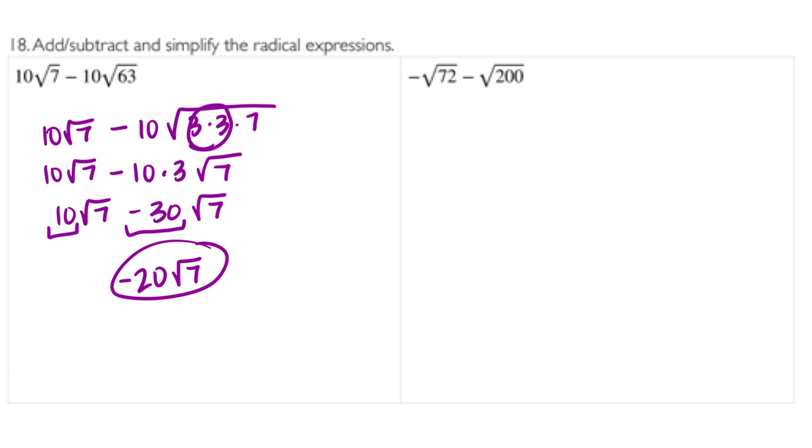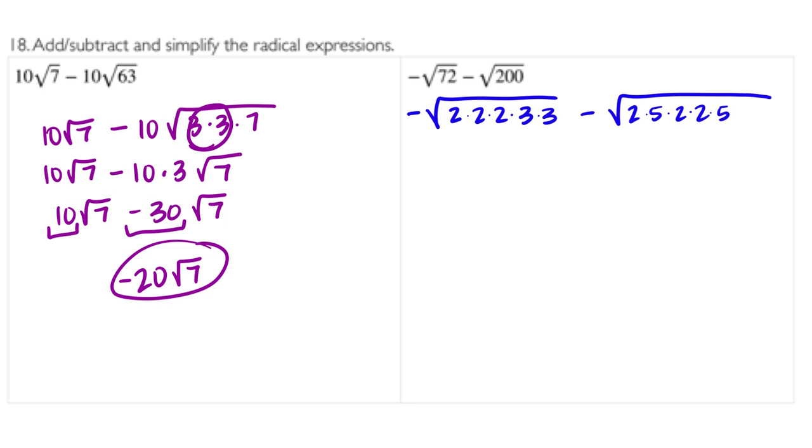So negative 72, if you checked on the chart, would be, I think, 3 2's and then 2 3's. Now, root 200 wasn't on the chart, so how can you figure out a number that's not on the chart? I know that 200 is 10 times 20, so I can look on the chart for 10, which is 2 times 5, and 20, which is 2, 2, and 5. And that makes 200 because 10 times 20 makes 200.